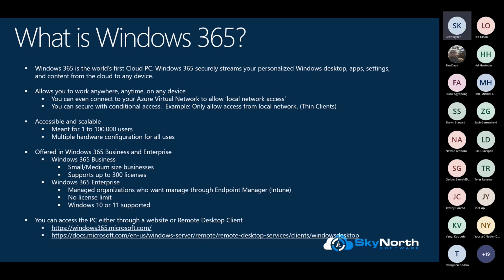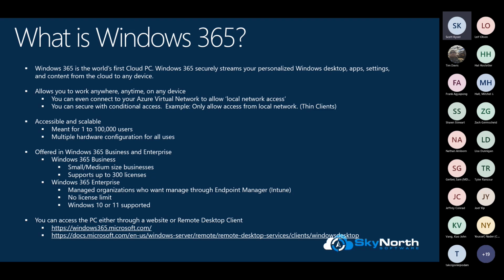There are 2 offerings with Windows 365. It basically comes in a business or enterprise SKU. And there are just some minor differences to these. So the business SKU is primarily meant for smaller, medium-sized businesses, something that may not be needing Intune management or Endpoint Manager management. They just want a secured, controlled machine in the cloud.